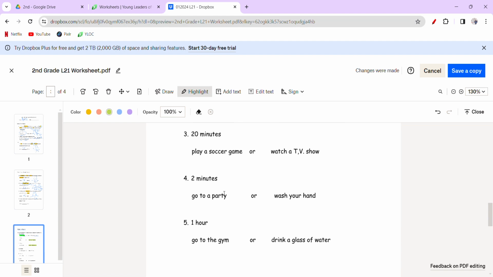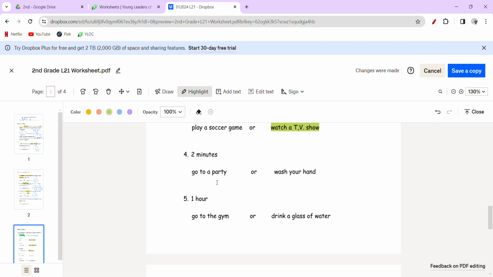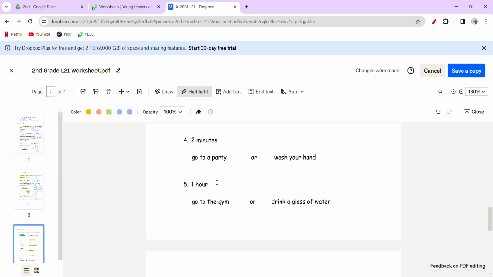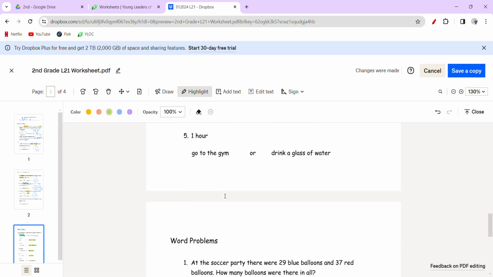20 minutes: play a soccer game or watch a TV show. Okay, TV show episodes run kind of short, right? But then playing a soccer game would take quite a bit of time, right? So we would say watch a TV show. 2 minutes: go to a party or wash your hand. Going to a party takes way more than 2 minutes. Washing your hand should take around a minute or even 2, so that would be more reasonable.